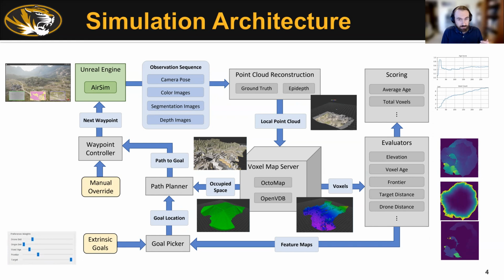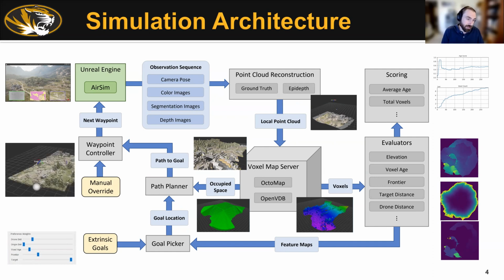So we can define user preferences that weight different features of this space so that we end up producing different behaviors, so that the drone prioritizes different things. So all of this comes back into a path planning and waypoint controller module that decides, based on all of the information that's acquired so far and all of the inputs that we've given to it, what is the best place to go to and how should we get there? So what is the path to the next waypoint?